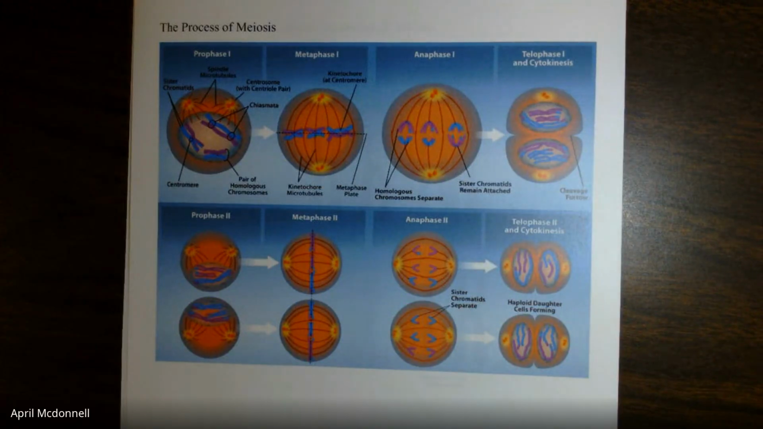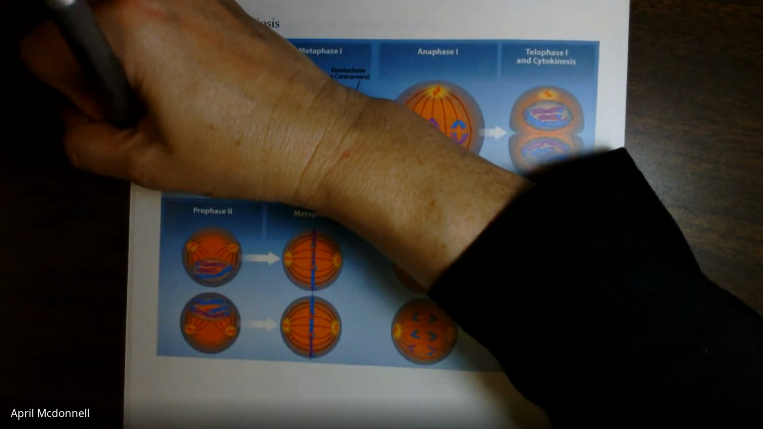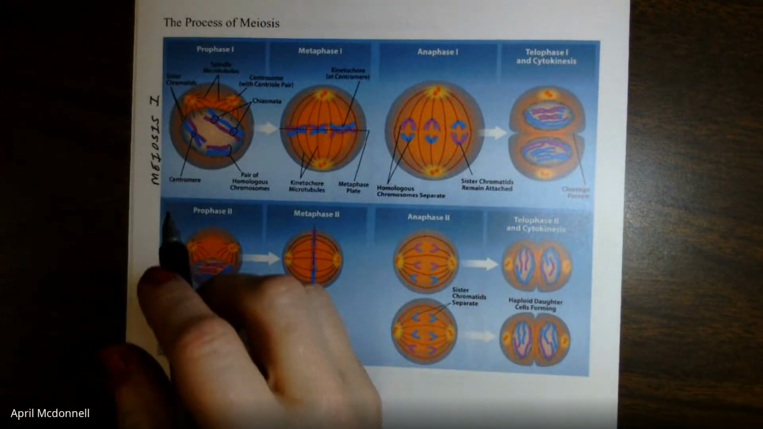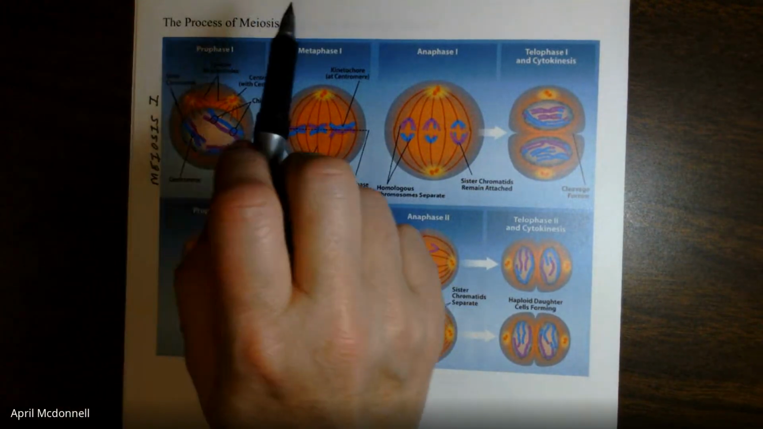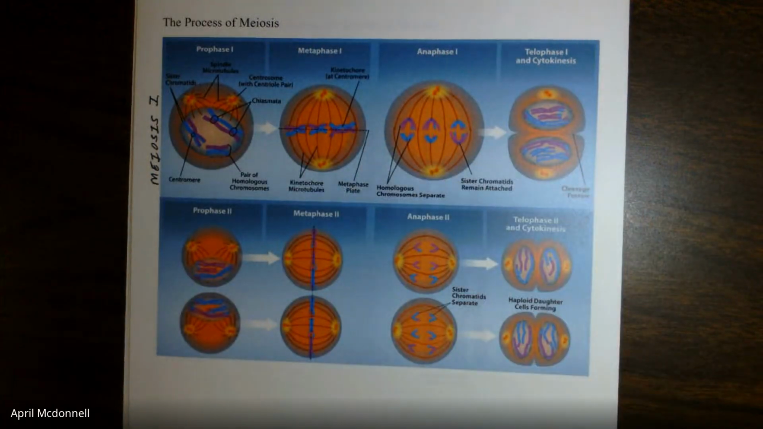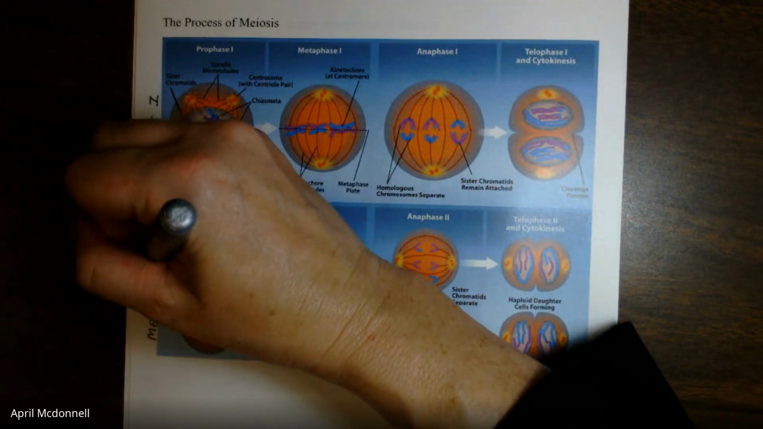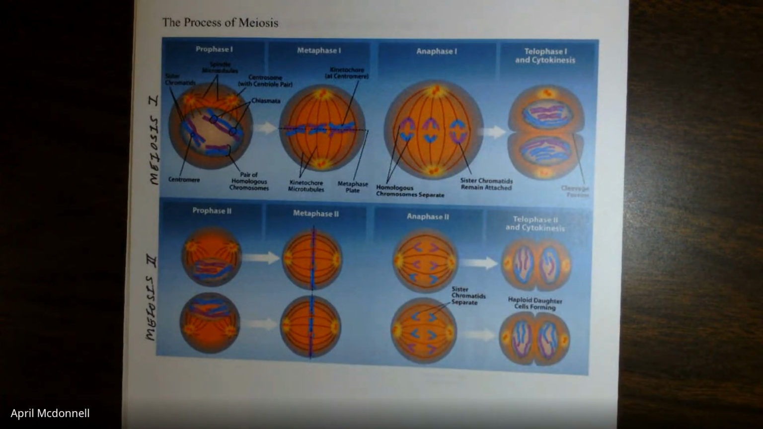A couple of things to point out. This is a figure that's going to be in your online textbook, so refer to chapter 11. The stages of meiosis 1, starting from the parent cell, will be prophase 1, metaphase 1, anaphase 1, telophase 1. And the stages of meiosis 2 are going to be prophase 2, metaphase 2, anaphase 2, and telophase 2.